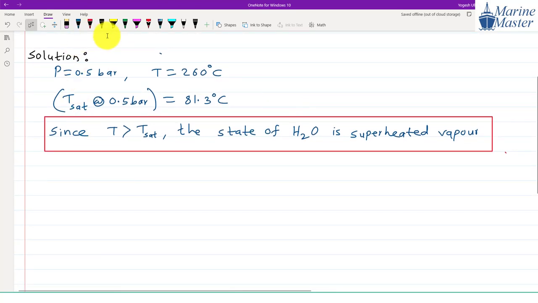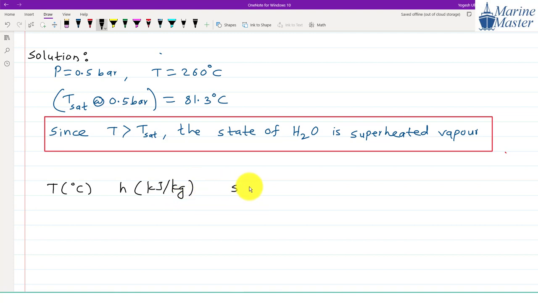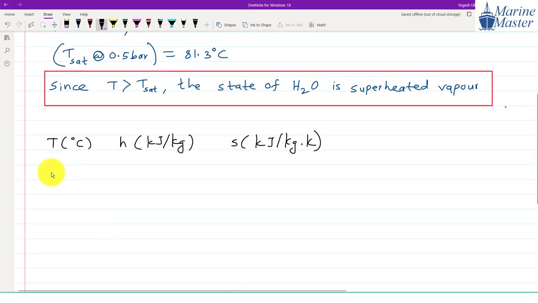So the first column of the table is what? Temperature, in degrees Celsius. The second column is enthalpy, in kilojoule per kg. The third column is entropy, in kilojoule per kg Kelvin. And for this, which temperature do we have? The temperature of 260 degrees Celsius, this is what we have to find out.